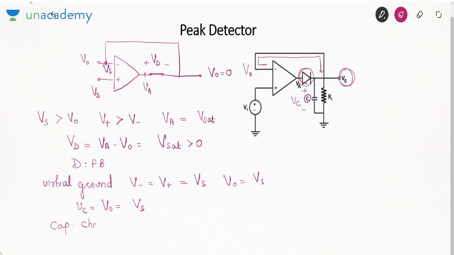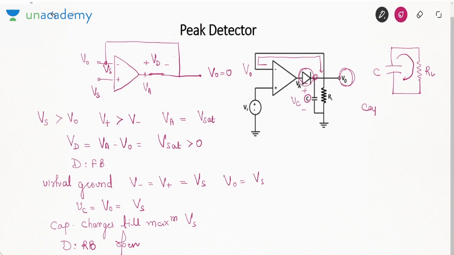Capacitor charges till maximum Vs. Once capacitor is charged to the maximum value, the diode gets reverse biased or open. If the diode gets opened, then this circuit is a parallel RC circuit. Capacitor discharges. So remember this thing, whenever supply is greater than V naught, diode is forward bias. But when capacitor becomes charged to maximum value, then the diode becomes reverse bias and capacitor discharges through RL.